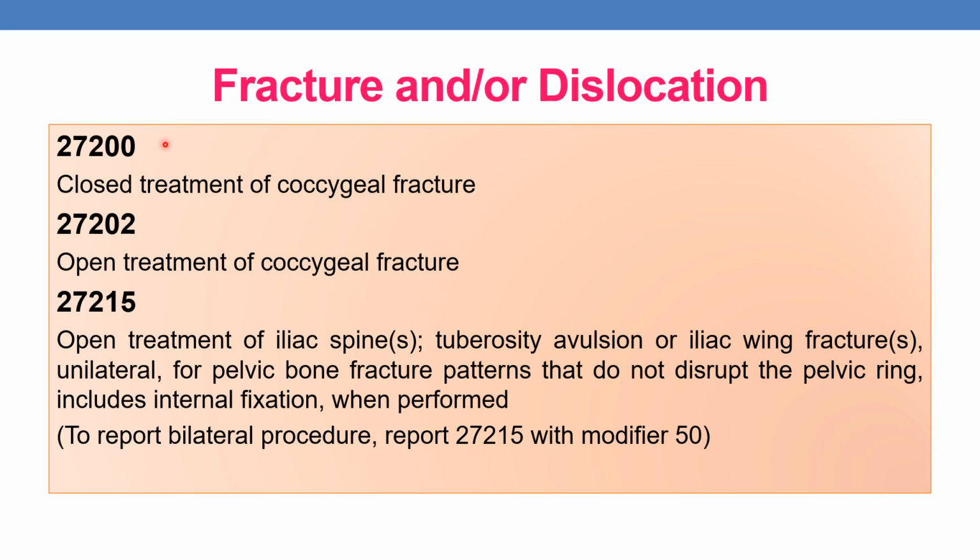The next is 27200. It deals with closed treatment of coccygeal fracture. The next is 27202. It deals with open treatment of coccygeal fracture. The next is 27215. It deals with open treatment of iliac spine, tuberosity avulsion or iliac wing fracture, unilateral, for pelvic bone fracture patterns that do not disturb the pelvic ring, including internal fixation when performed. And to report bilateral procedure, report 27215 with modifier 50.